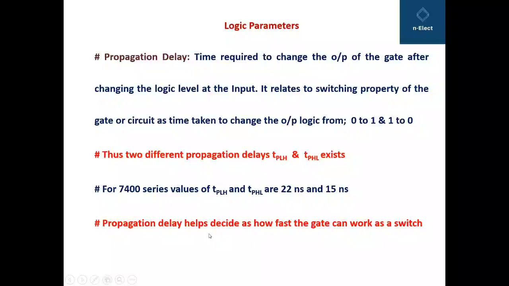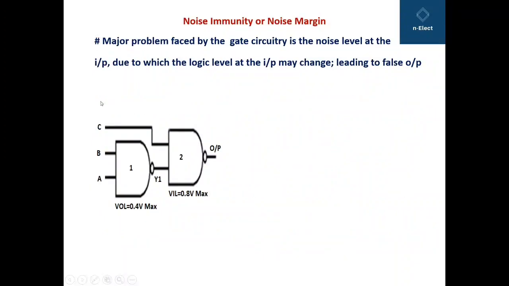Propagation delay helps to decide how fast the gate can work as a switch. What is required then? The minimum propagation delay. Then noise immunity or noise margin. This is one more parameter. The major problem faced by the gate circuitry is the noise level at the input, due to which the logic level at the input may change, which may lead to a false output.